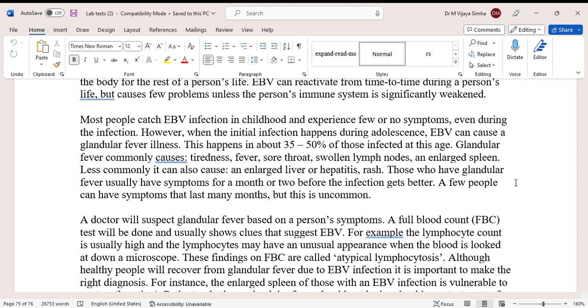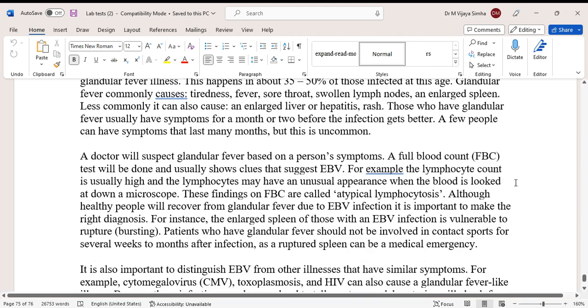Glandular fever commonly causes tiredness, fever, sore throat, swollen lymph nodes, and an enlarged spleen. Less commonly, it can also cause an enlarged liver, hepatitis, or rash. Those who have glandular fever usually have symptoms for a month or two before the infection gets better. A few people can have symptoms that last many months, but this is uncommon.